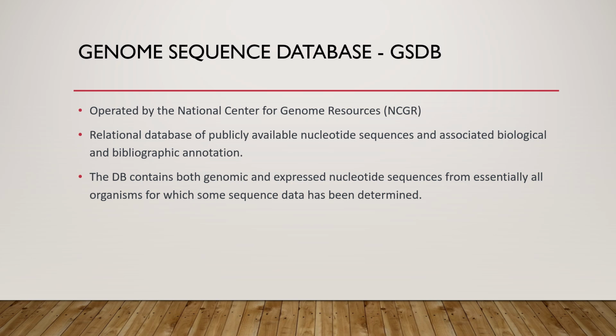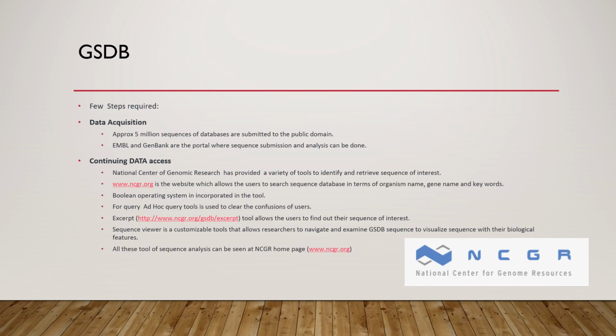When you speak about the expressed nucleotide sequences, we are speaking about the expressed sequence tags, ESTs, associated with different organisms. And this database requires a few steps. The first step is the data acquisition. Approximately 5 million sequences of the databases are submitted to the public domain, with information associated with EMBL and GenBank, which are the main portals where the sequence submission and analysis can be done.